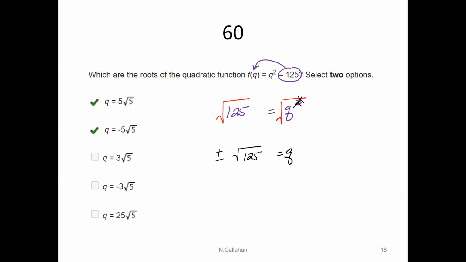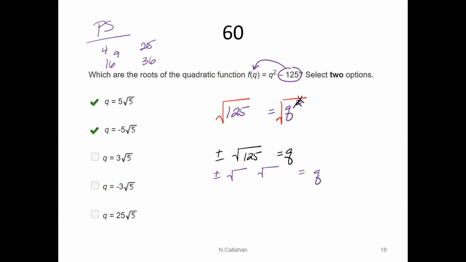So again, you could enter this into your calculator and get a decimal and then match it here. Or you can use your perfect squares, which are 4, 9, 16, 25, 36, and then try to break this apart. So what times what gives me 125, but one of those factors has to be a perfect square.